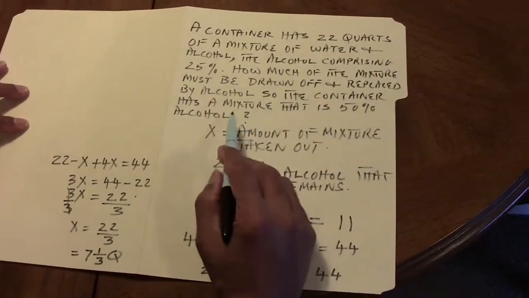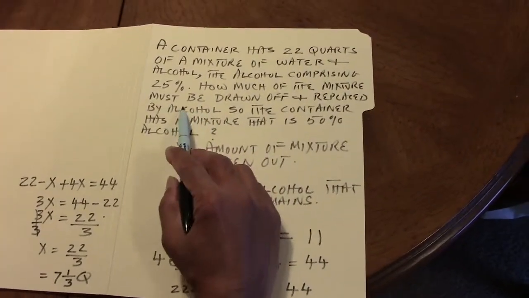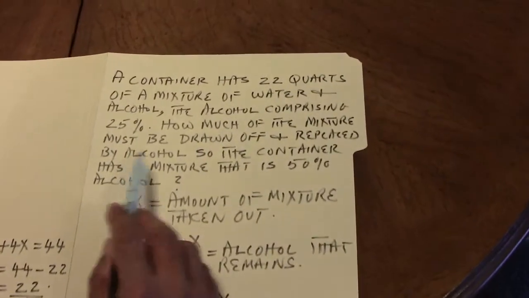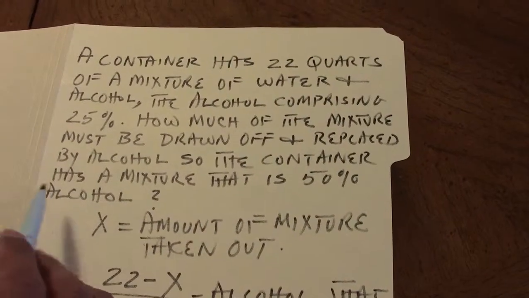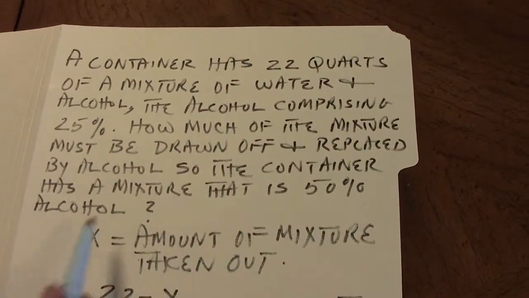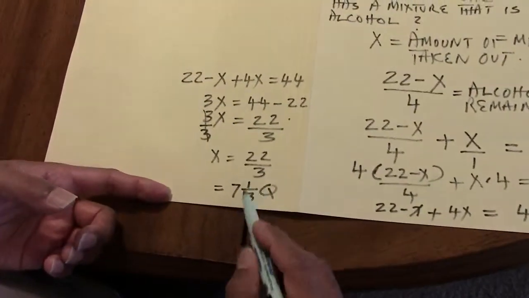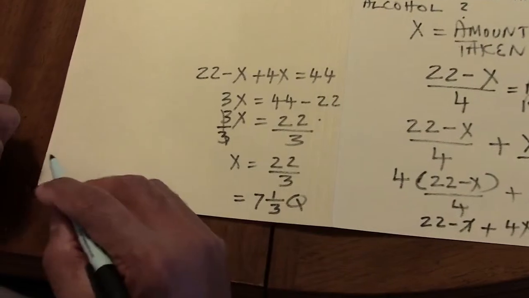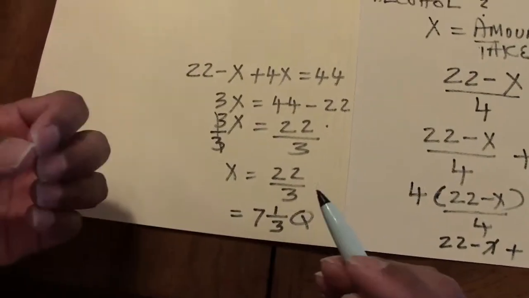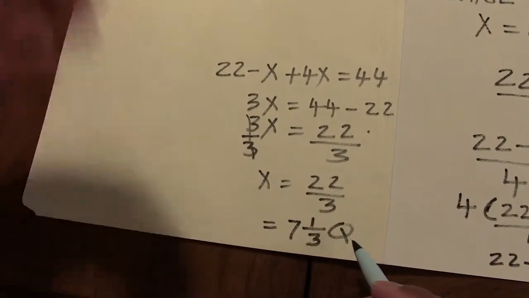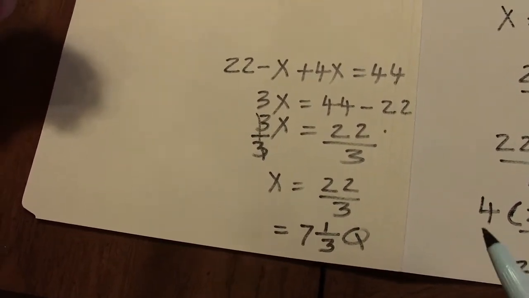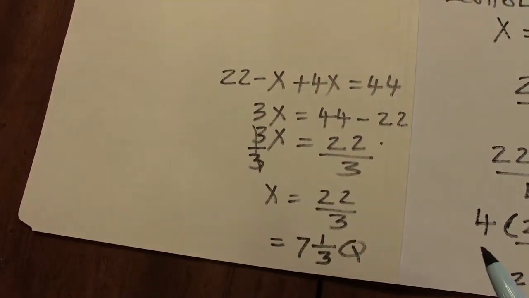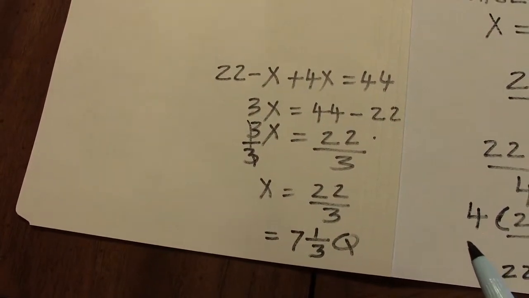So here was the question. How much of the mixture must be drawn off and replaced by alcohol so that the container now has a mixture that is 50% alcohol? The answer is we must take out 7 1/3 quarts of the mixture and then replace it with 7 1/3 quarts of alcohol, and the new mixture will have 50% alcohol. Again, like the cavalry, algebra comes to the rescue.